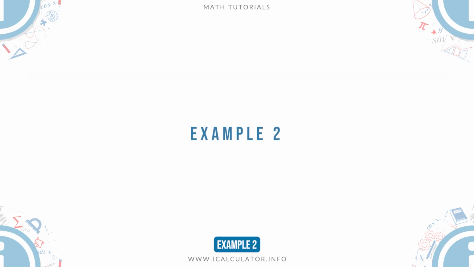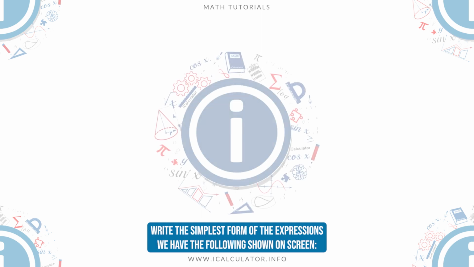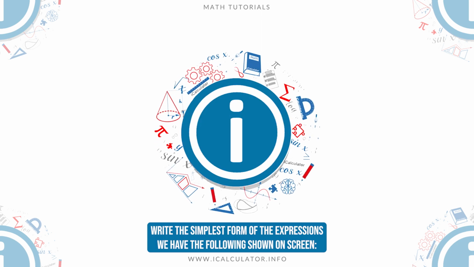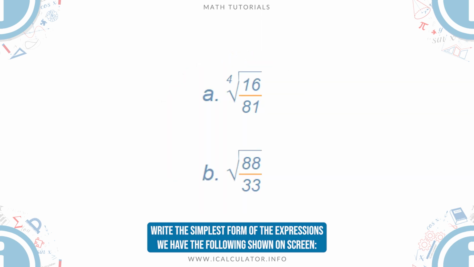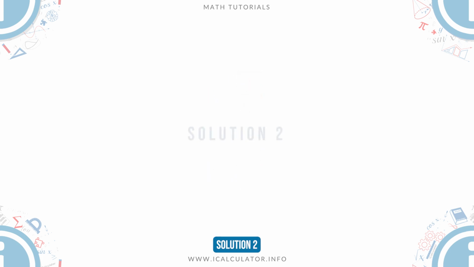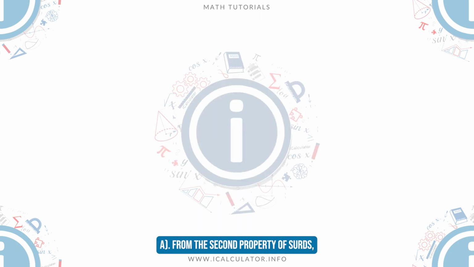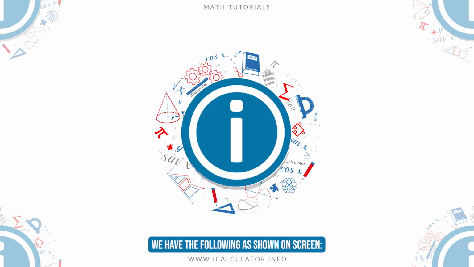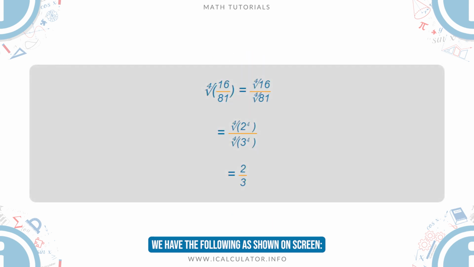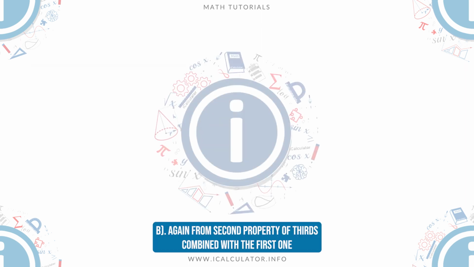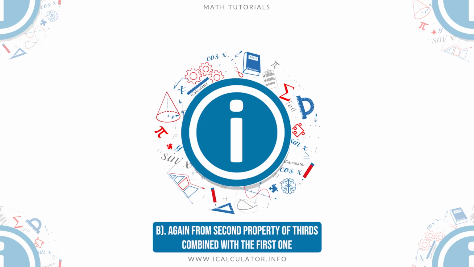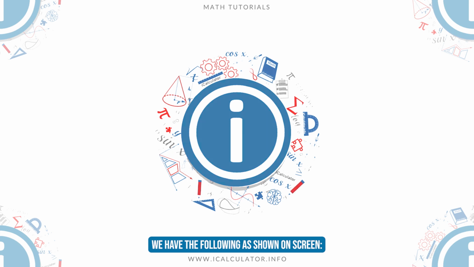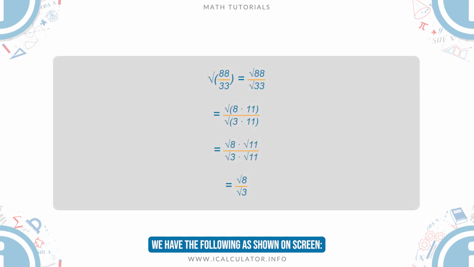Example 2. Write the simplest form of the expressions. We have the following shown on screen. Solution 2. A. From the second property of surds, we have the following as shown on screen. B. Again, from the second property of surds, combined with the first one, we have the following as shown on screen.